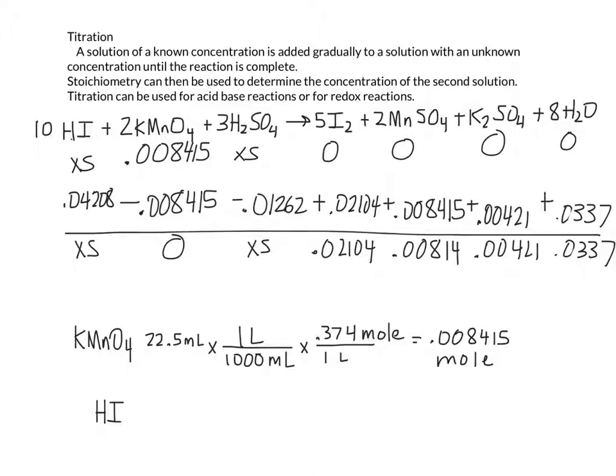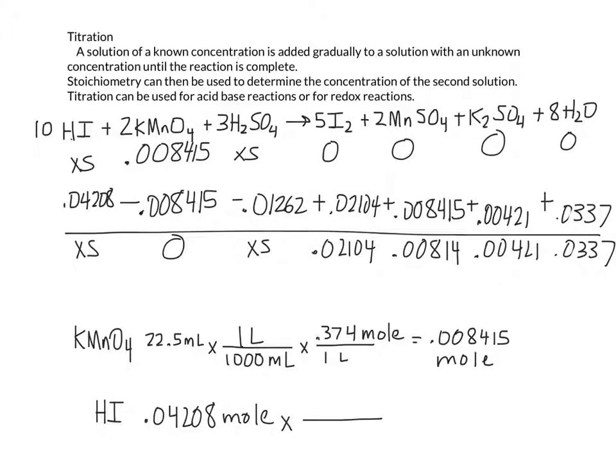Again, if I were just answering the question, I don't need to fill out the whole BCA table. I'm just trying to give you practice in using it. All we really needed to answer this question, we were comparing the amount of hydrogen iodide and potassium permanganate. So just using that 10 to 2 mole ratio would get us to what we needed. We now know for hydrogen iodide that there are 0.04208 moles of hydrogen iodide that would react with the 0.008415 moles of potassium permanganate.